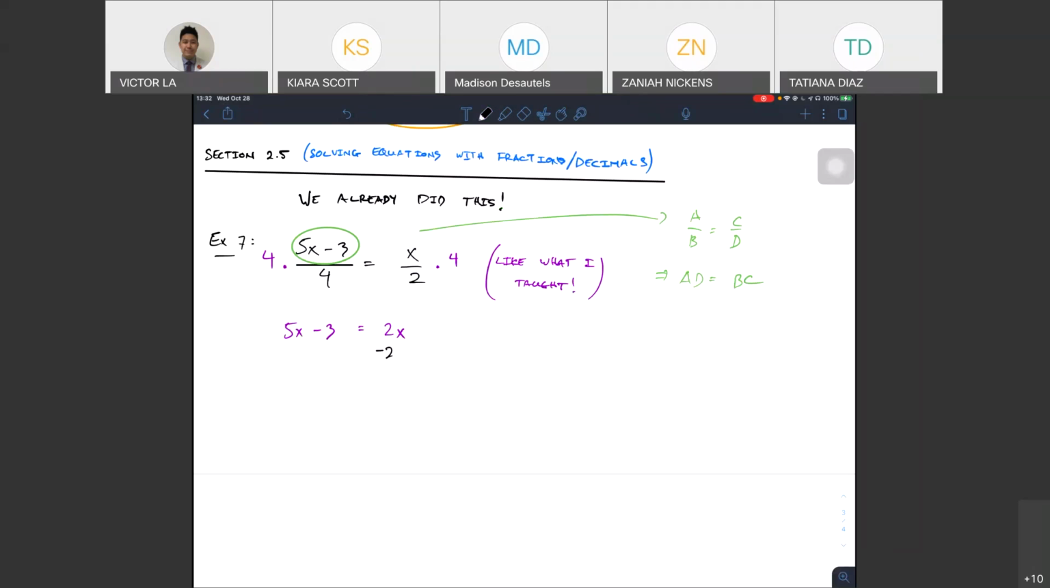Actually, I'll do it this way. I'll subtract 5x, subtract 5x, and you're left with -3 equals -3x, and this implies x is equal to 1.